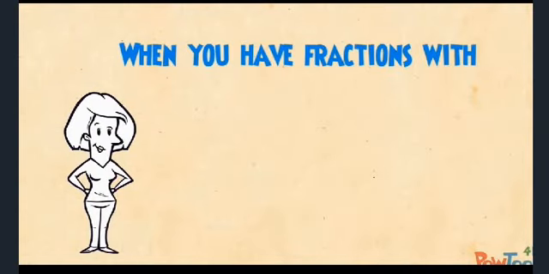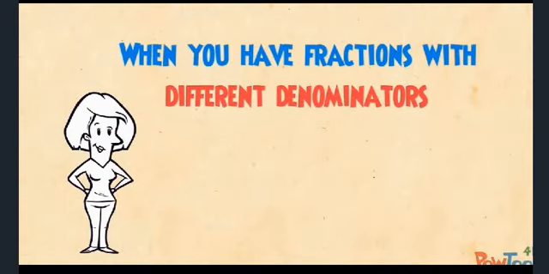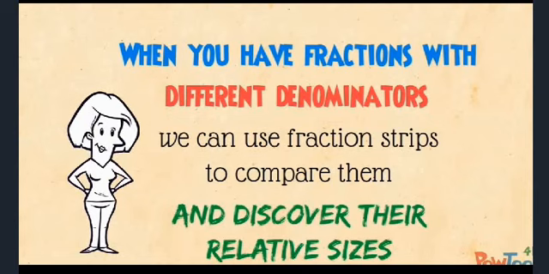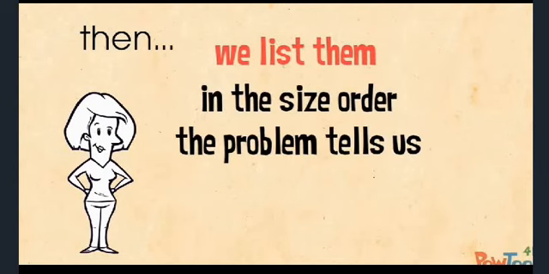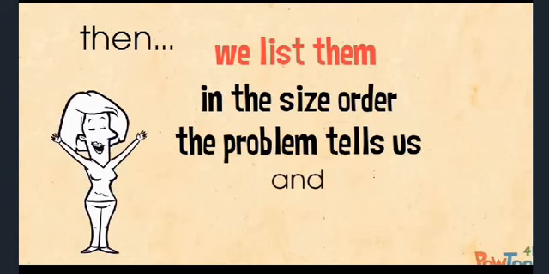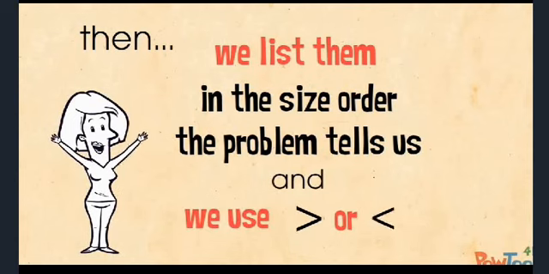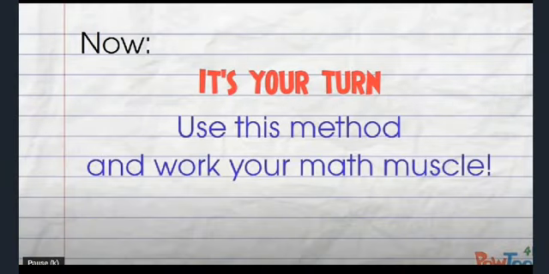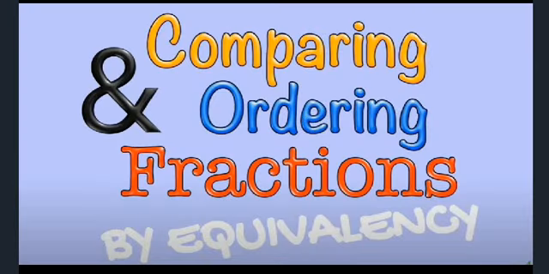When you have fractions with different denominators, we can use fraction strips to compare them and discover their relative sizes. Then we list them in the size order the problem tells us. And we use the greater than or smaller than sign to tell about their sizes. Now it's your turn. Use this method and work your math muscle.